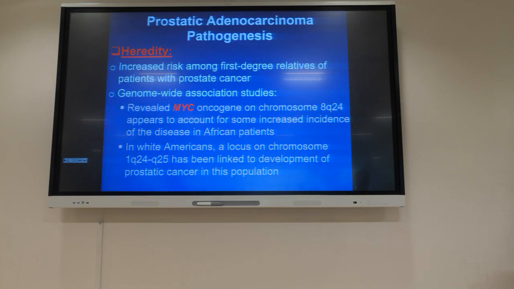Right, but when you do this kind of study, you will be looking at the whole genome. So you will be able to see what's up, what's down, and what stays neutral in, let's say, cases of prostatic adenocarcinoma. They found out that the c-MYC oncogene on the long arm of chromosome 8 appears to account for some of the increased incidence in African American patients, and in white people in the US, it is actually chromosome 1. The long arm of chromosome 1 has been linked to development of the disease in this population.